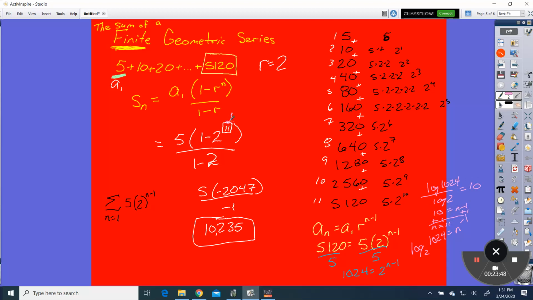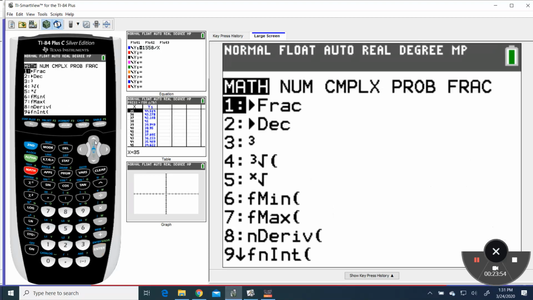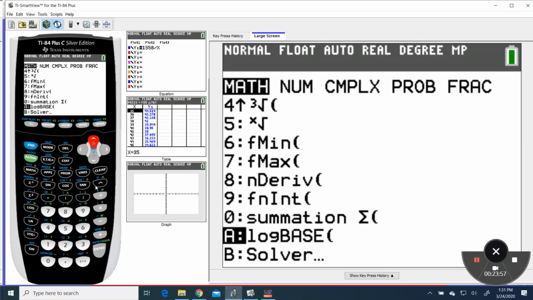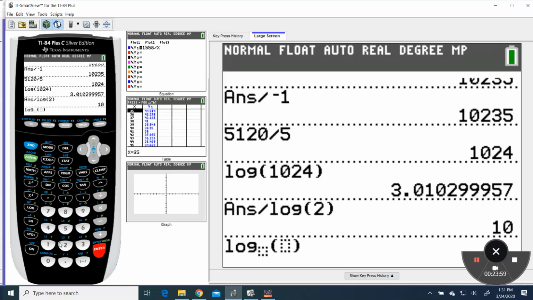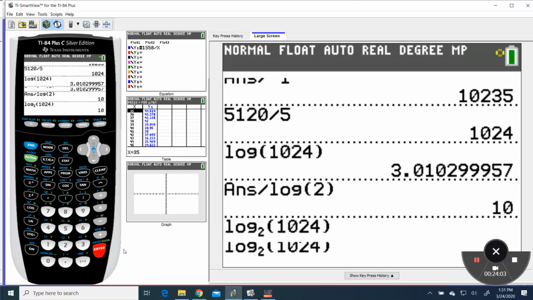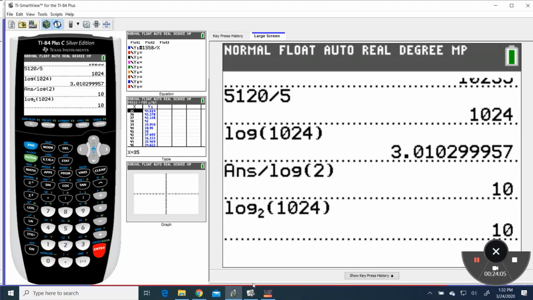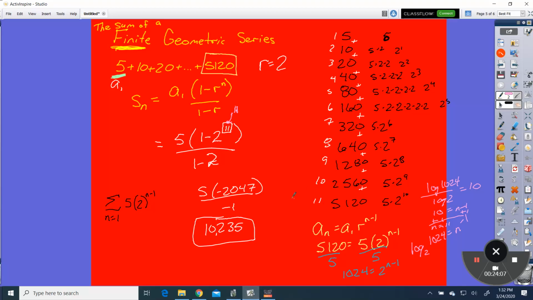So see how we have that 11 right there? That's another way to do it, okay? If you have the right kind of calculator, you can do it this way. You can go math, log base 2, 1,024. Okay, so that's just another way to come up with the number of terms, the n for this.